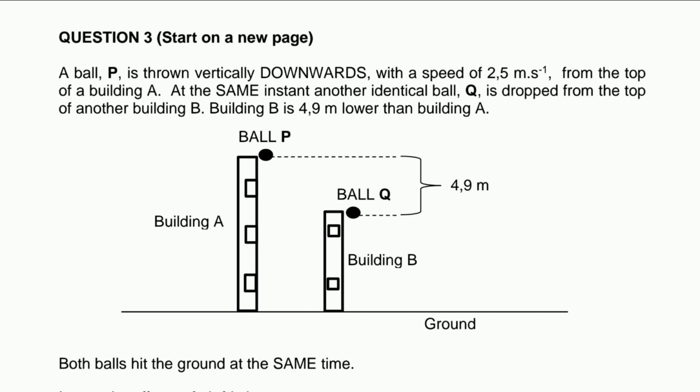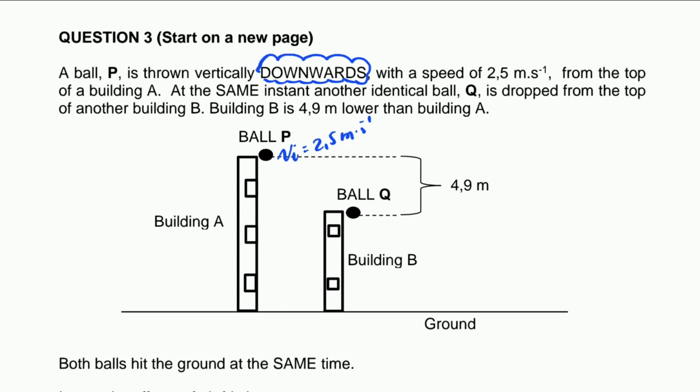To save some time, we can write some data here. The initial velocity of P is going to be 2.5 meters per second downward. You can see it is downward. So that is the direction of that velocity or that speed.